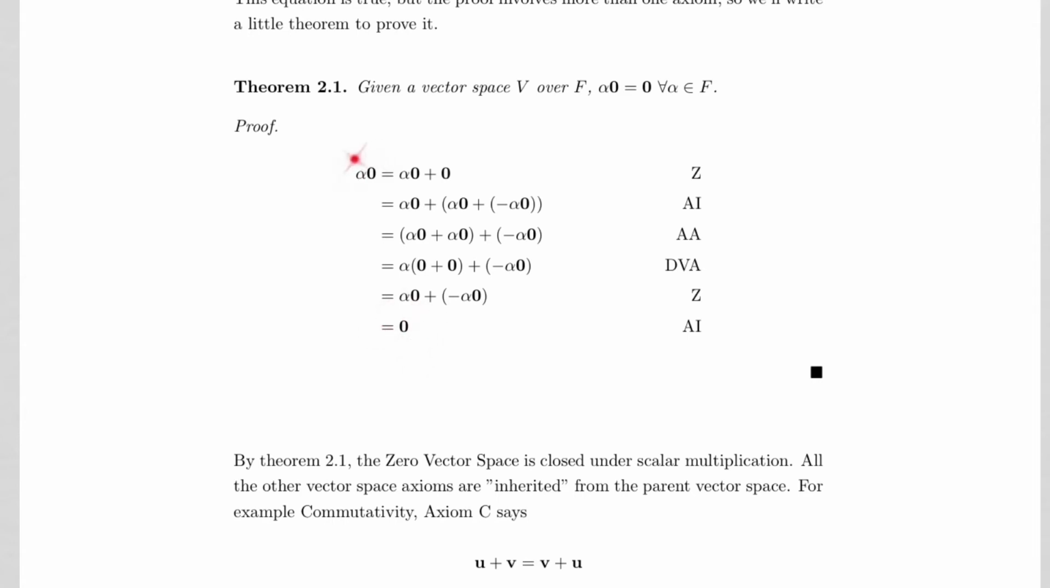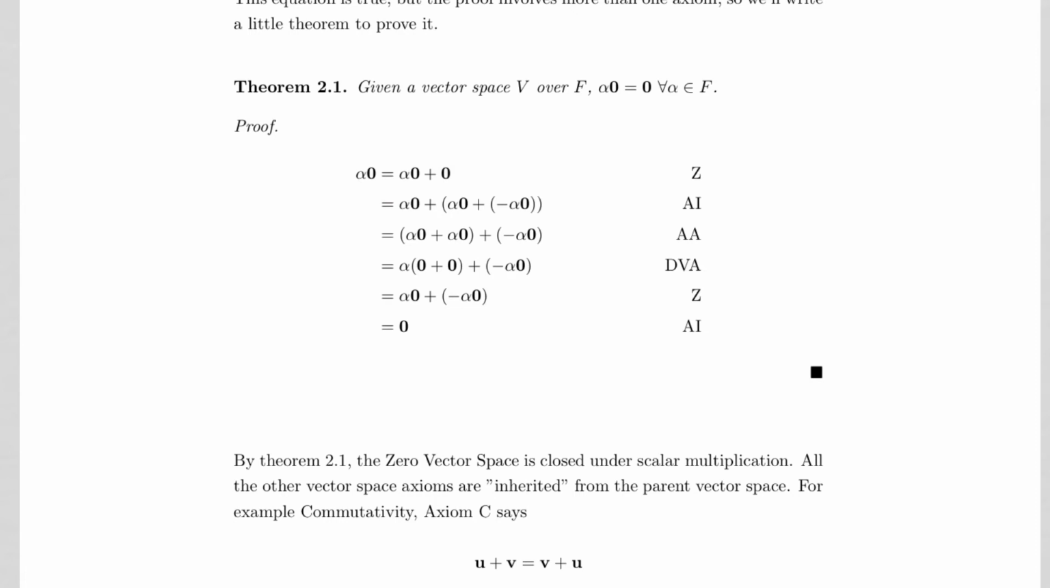Okay, so alpha times 0 is equal to alpha times 0 plus 0. That's just the 0 axiom. It says any vector, like alpha 0, plus the 0 vector is just equal to the original vector, alpha 0. Now again, why did we start with this? Well, the reason we started with this is because that will lead to this and this and this and this and get us down here. But it's not obvious. Until you have experience doing this, you wouldn't know to do this. So just relax, don't worry about it.